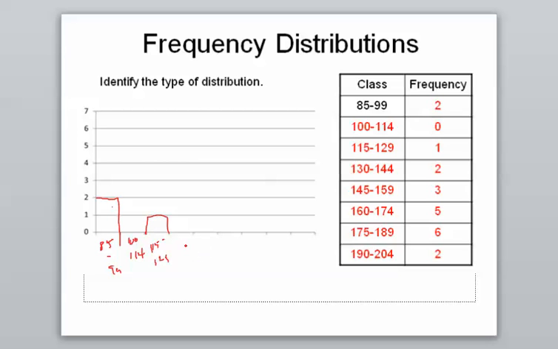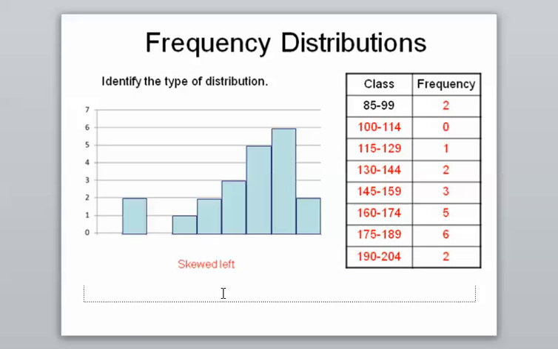And then it would be 130 to 144, and that was at 2, so it'd go up to 2 and over and back down. Okay, you see how I'm going about doing this, right? Making a frequency distribution chart is not that big a deal.